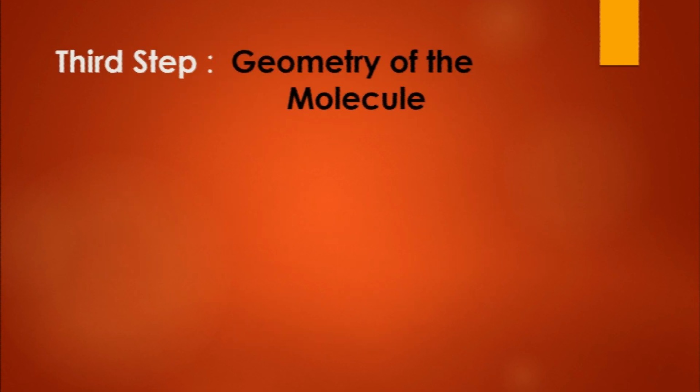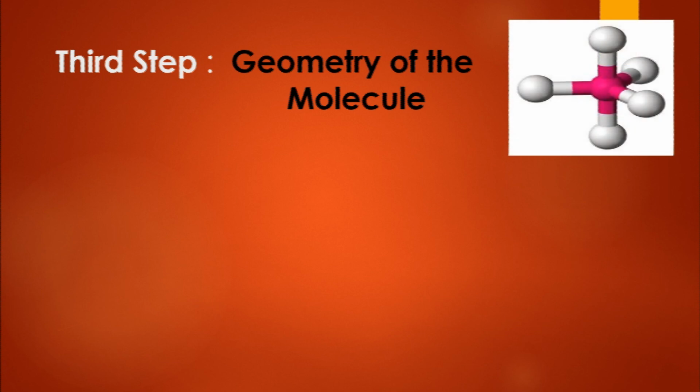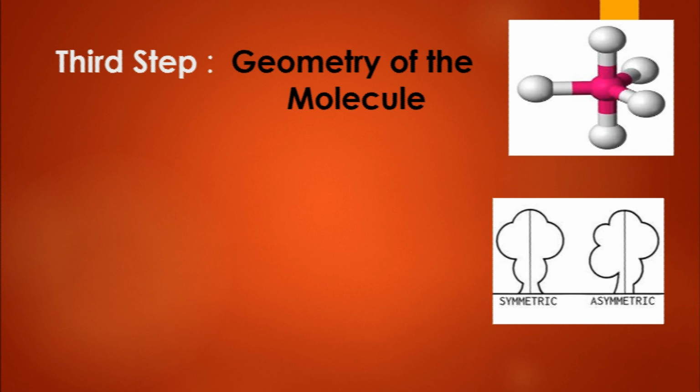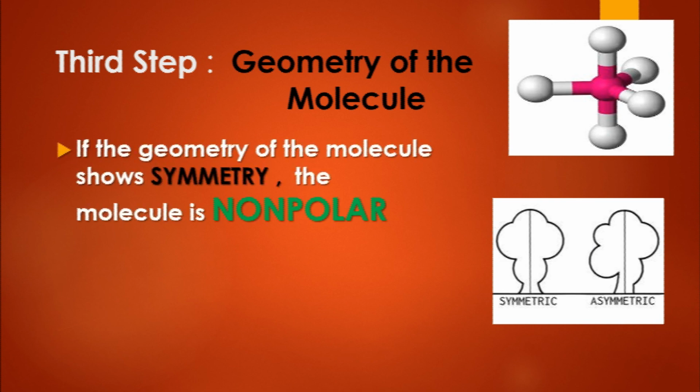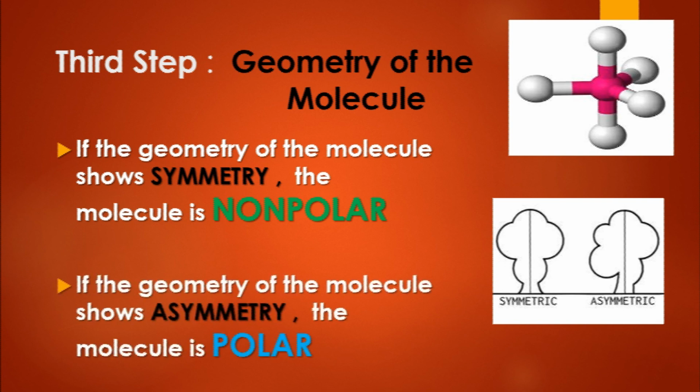The third step in finding the polarity of the molecule is through the geometry of the molecule. Geometry of the molecule is simply the shape of the molecule. It says here that if the geometry of the molecule shows symmetry, the molecule is said to be non-polar. While if the geometry of the molecule shows asymmetry, the molecule is polar.